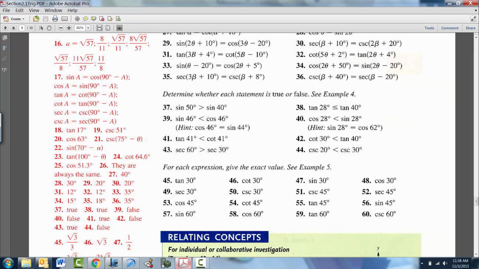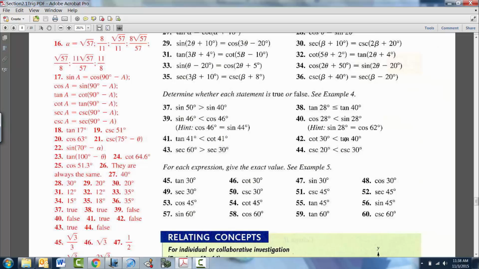Look at 37 through 44. What's the answer to number 37, which is actually one of your homework assignments? No calculator. Is it true or false? True. Why is it true? As theta gets bigger, sine of theta is what? Bigger. And that's how you answer all these questions without a calculator.